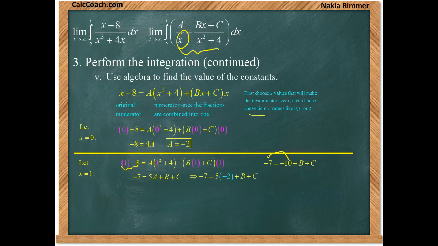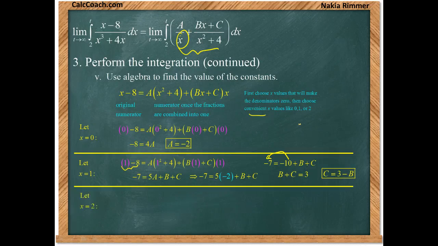When we add 10 to both sides, it cancels it out and it tells us the value of b plus c. We don't know b or c, but we do know that they must add up to 3. And so we can use this as an elimination with the next equation we'll get, or as a substitution. Let's go with substitution and use the fact that c is 3 minus b. Pick another convenient value of x, let's say x equals 2, and plug it in.